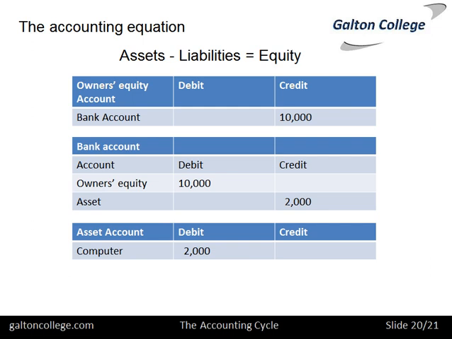And likewise with the owner's equity, the bank received £10,000 and the owner's equity, that account received £10,000. So the debit there is what was in the bank. So the £10,000 credit is reflected in the debit of £10,000 further down. Likewise, the asset account in the bank, it gives out £2,000, so it credits the asset account, which in this case is a computer, which receives £2,000. So if we add up the debits and the credits, the balance.